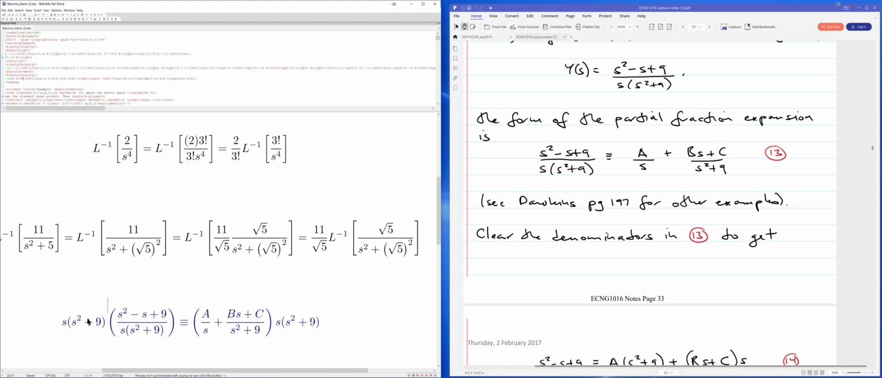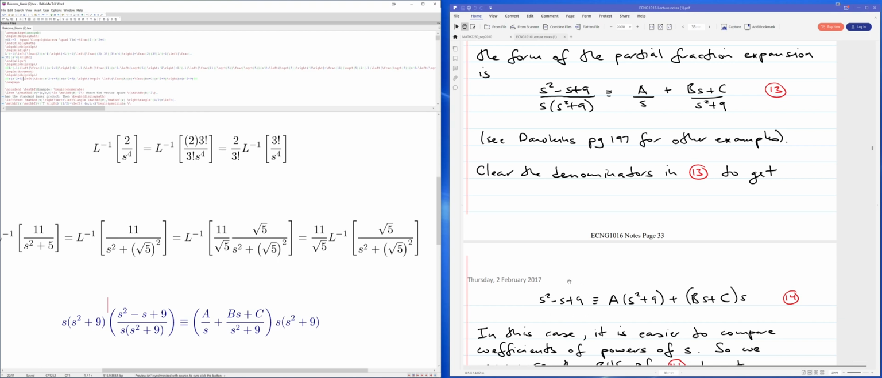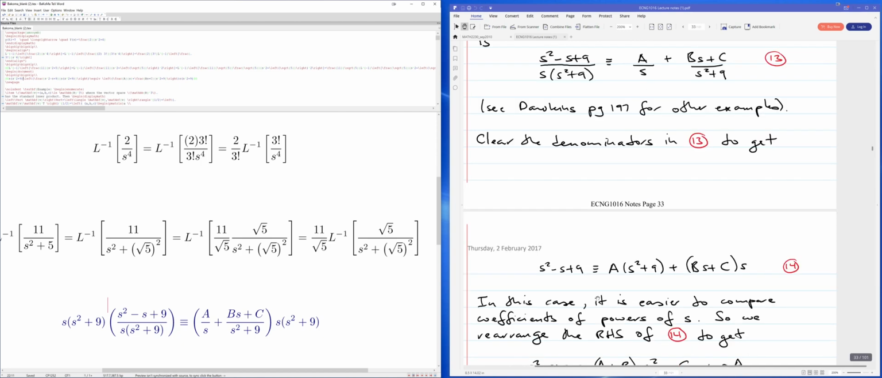Okay, so this s squared plus 9 will cancel with the one on the bottom here, so I'm going to be left with just the s squared minus s plus 9 on the top. And on this right hand side, the A over s will hit the s squared plus 9, and this s here will cancel with this s over here. So I'm left with big A times (s squared plus 9), which is this here. And then the (Bs plus C) over (s squared plus 9): the s squared plus 9 will cancel, so what I'm left with is (Bs plus C) times s. Okay, so notice the denominators are gone in this expression. So that's what I mean by clearing denominators.